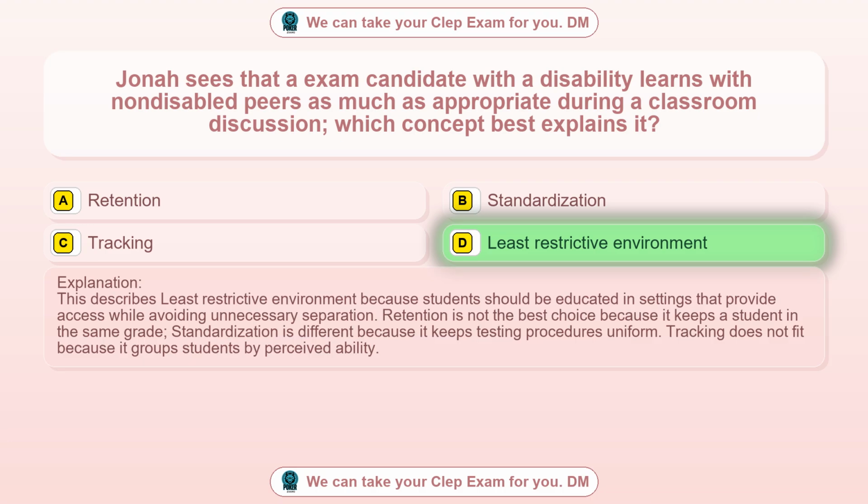This describes least restrictive environment because students should be educated in settings that provide access while avoiding unnecessary separation. Retention is not the best choice because it keeps a student in the same grade. Standardization is different because it keeps testing procedures uniform. Tracking does not fit because it groups students by perceived ability.